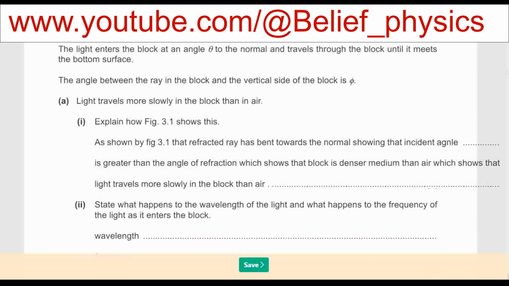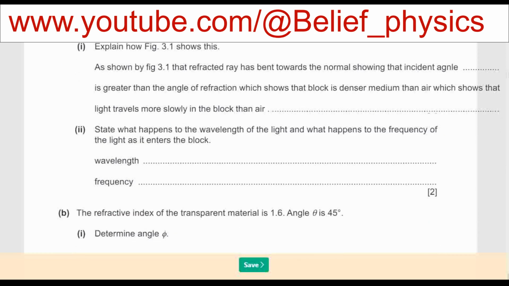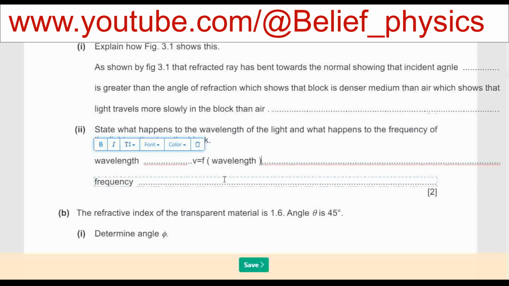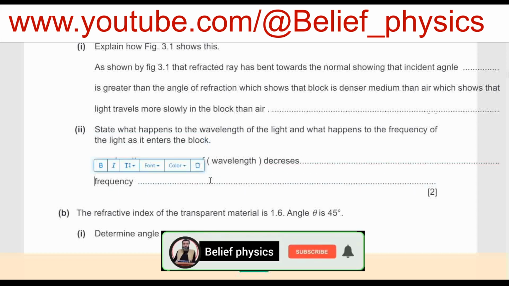Second is, state what happens to the wavelength of the light and what happens to the frequency of the light. We know that we have a formula v is equal to f times wavelength, where f is the frequency. Since the speed has decreased in the denser medium, this means that the wavelength also decreases. But the frequency will remain the same.